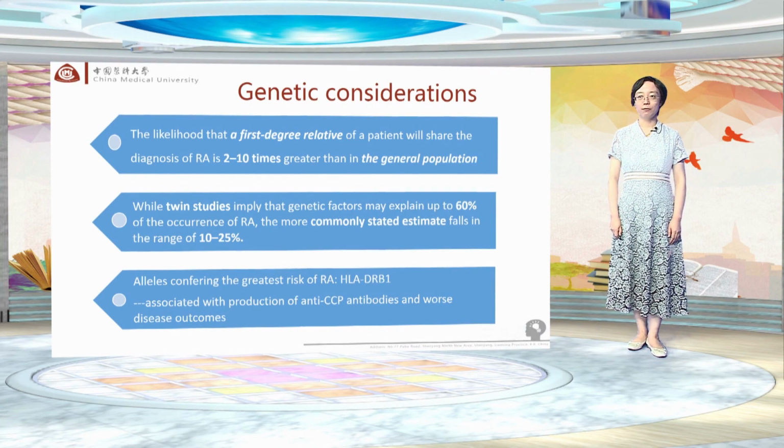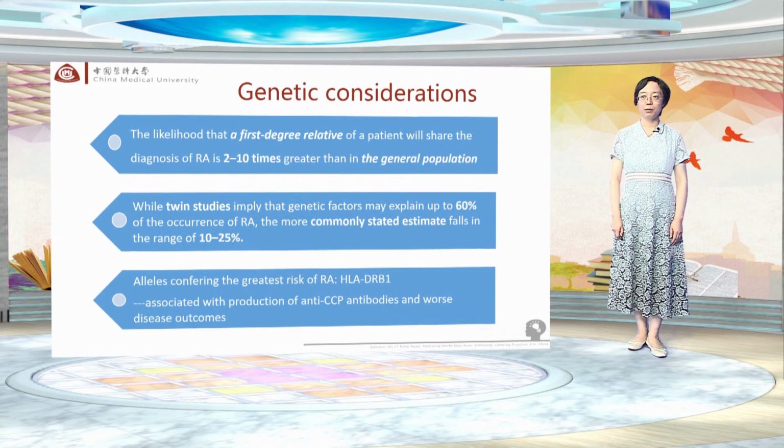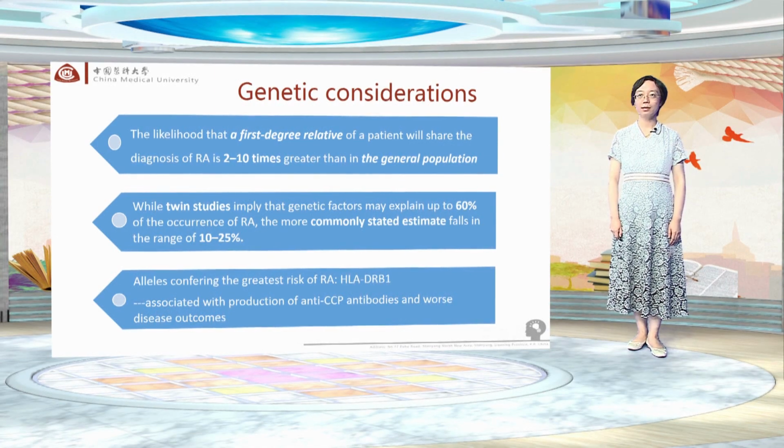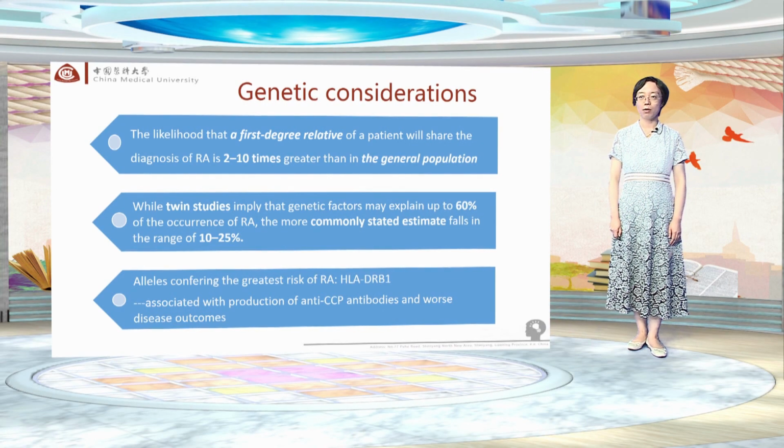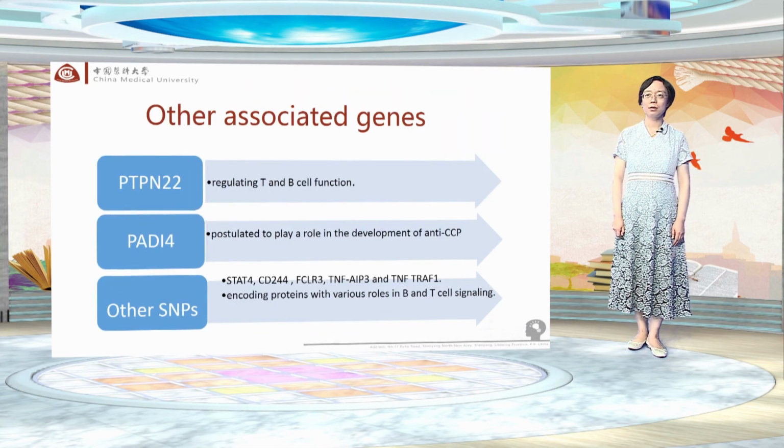The alleles known to confer the greatest risk of RA are located within the major histocompatibility complex. It has been estimated that 1/3 of the genetic risk for RA resides within this locus. Most of this risk is associated with allele variation in the HLA-DRB1 gene. It encodes the MHC2 beta chain molecule. The HLA-DRB1 allele is associated with production of anti-CCP antibodies and worse disease outcomes. Furthermore, there is regional variation in the risk of disease. There are other associated genes.